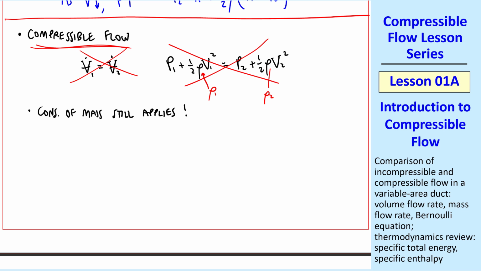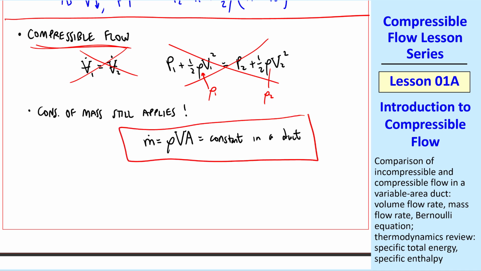Well, conservation of mass must still apply. That's a very fundamental equation. M dot equals rho VA equals constant in a duct. So this is true even for compressible flow, but by its very name, compressible flow means that density is not a constant.